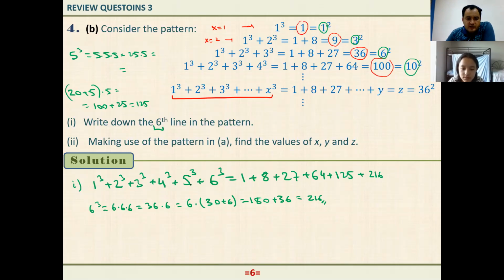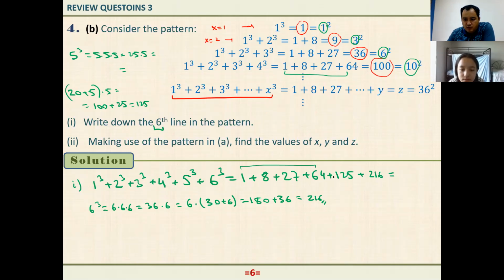Okay, so actually that is the 6th line of this pattern. So that is the right hand side. And if you just add this, as you see here, until 64, we know the sum. That is equal to 100. So until 64, that is equal to 100.